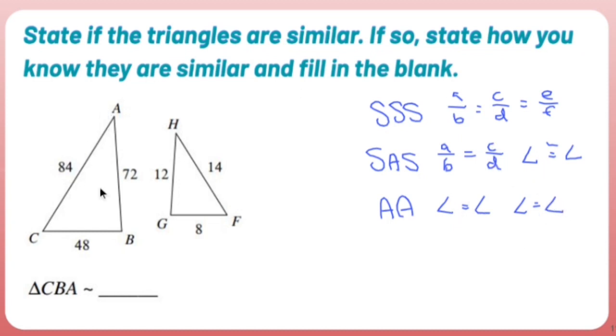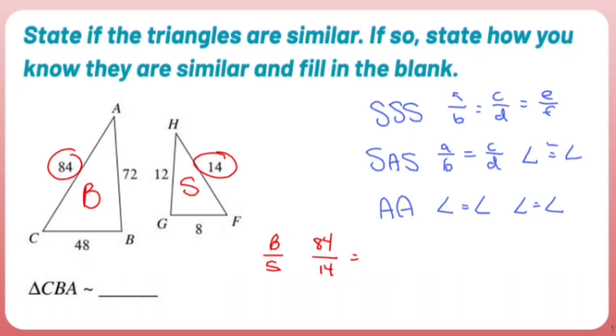So what do we have here? Well, I'm not given any information about angles, which means I can't use either of these two, so I have to go with SSS. So what I need to do is I'm going to compare big to small. I always compare big to small when I can. Okay, the longest side is 84, which matches up with 14 on the smaller one. So if I'm doing big to small, 84 is the longest side. That is going to go over 14 equals.